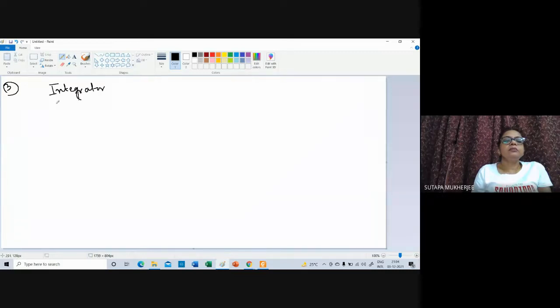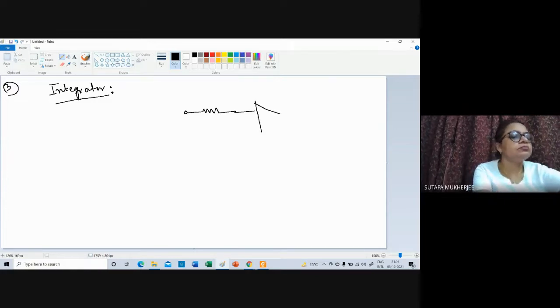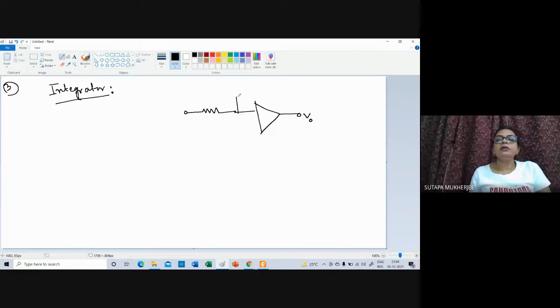Integrator. So come to the integration circuit. First of all, take an op-amp. Take an op-amp here. This is V0. Feedback will be fed back through a capacitance, CF.